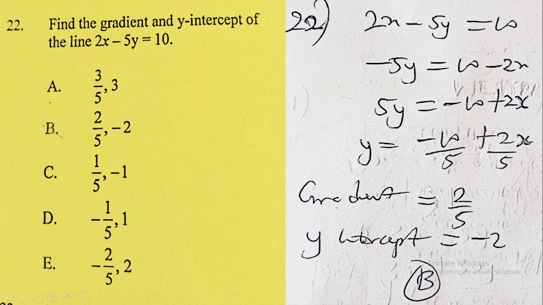So therefore, this now looks like the template y is equal to mx plus c. In this case, you can see that the coefficient of x is the gradient. So the gradient will be 2 over 5. Minus 10 over 5, which is the same as minus 2, is the y-intercept. So the gradient is 2 over 5, the y-intercept is minus 2, and the correct option there is option B.